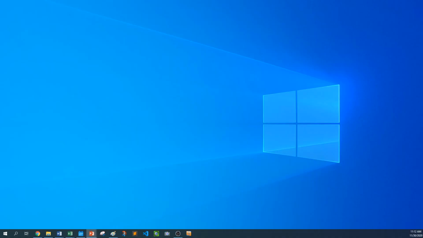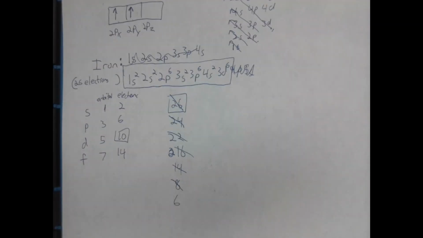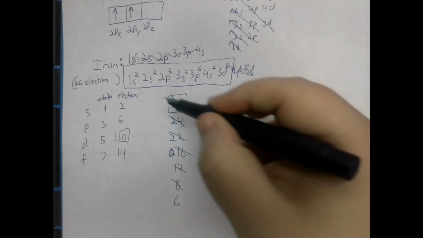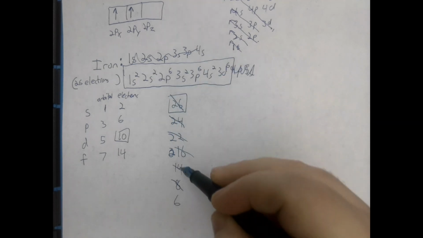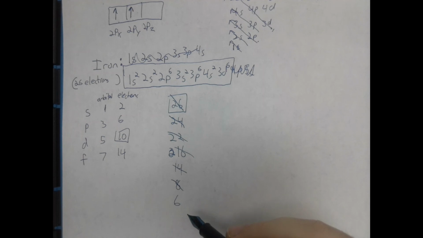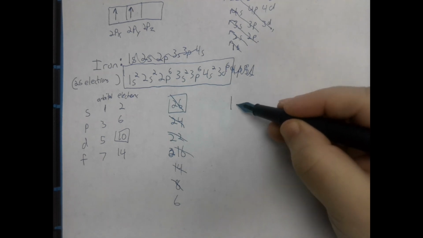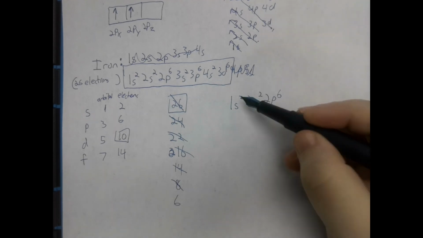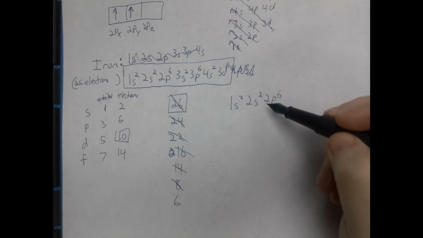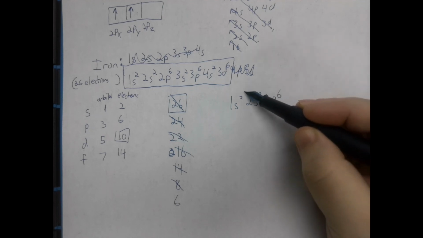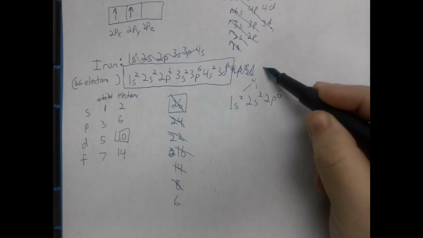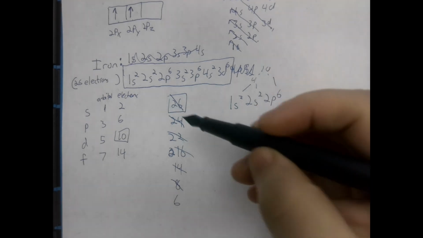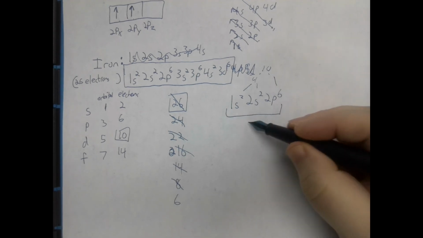To make it easier for you guys, this is what I do. I was doing 2 for that one, 2 for that one. It is very easy to miscount and get this off. So if we look at 1s2, 2s2, and 2p6, 2 plus 2 plus 6 is what? 10. So 2 plus 2 is 4. 4 plus 6 is 10.